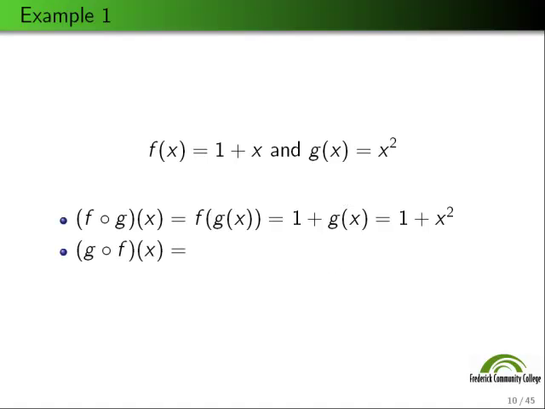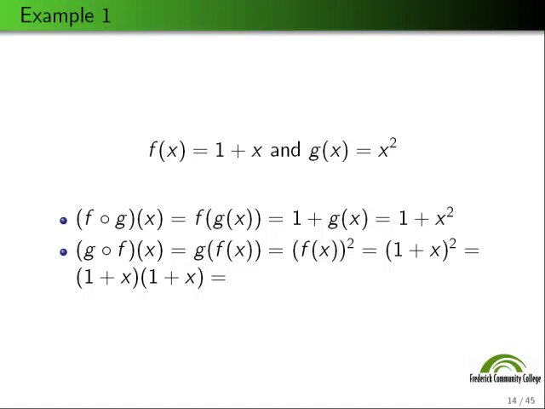Let's look at it in the other direction, g composed with f of x. So we're going to be plugging f of x into g. g says whatever is inside me, square it. So f of x is inside g, so we have to square f of x. But f of x equals 1 plus x. So we have (1 plus x) squared, which is equivalent to (1 plus x) times (1 plus x). Using the distributive property and simplifying, we have x squared plus 2x plus 1. That is, the composition g composed with f of x is x squared plus 2x plus 1.